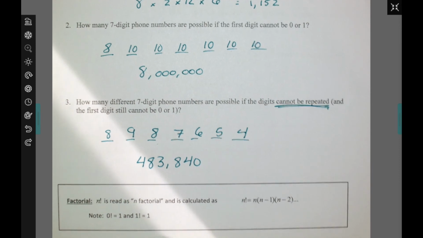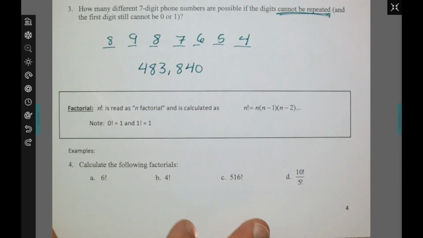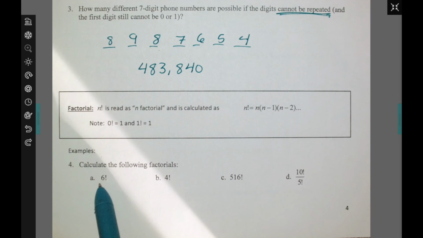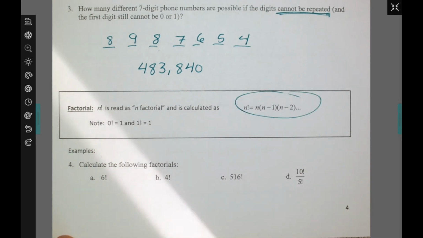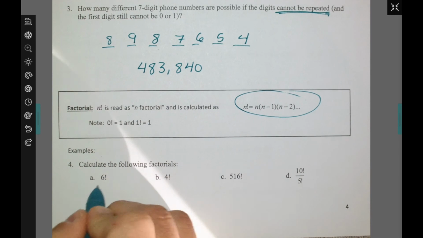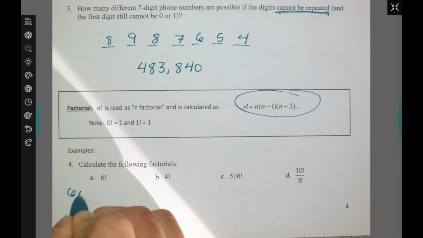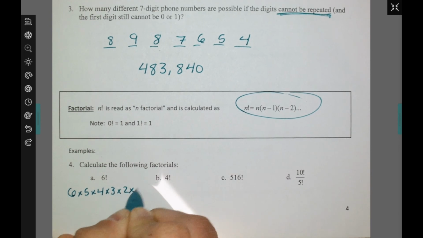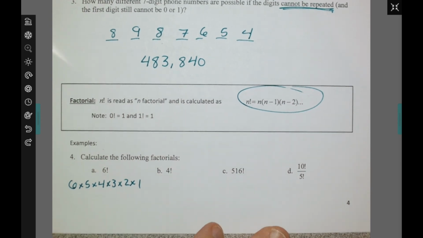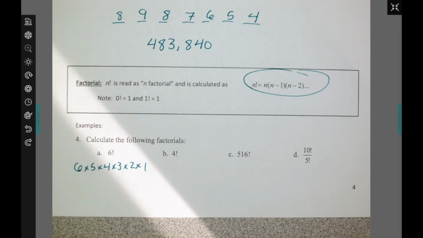Next thing we're going to look at is a factorial. For a factorial, what they're asking you to do is multiply the number by every number less than it until you get to 1. So for example, for A, they're asking you to go 6 times 5 times 4 times 3 times 2 times 1. So you could go ahead and do that whole thing by hand when you multiply it out.